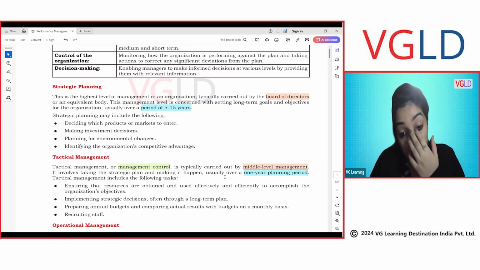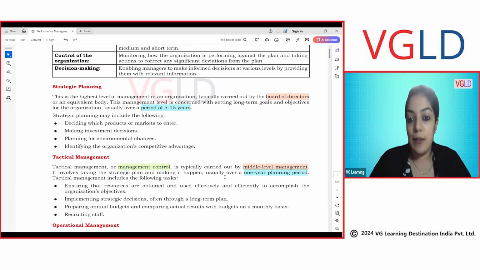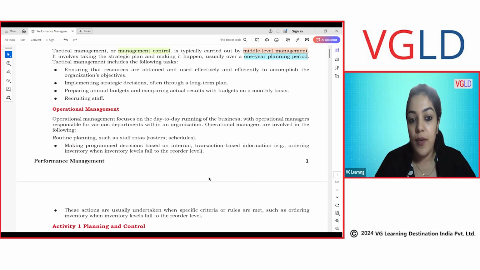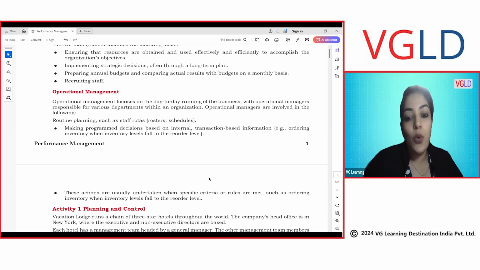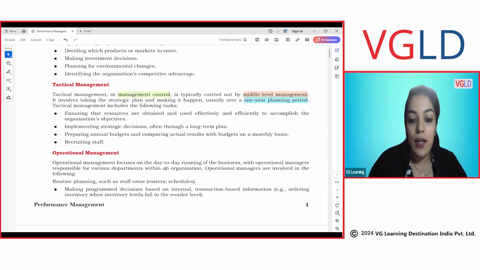Then next is implementing strategic decisions, often through a long-term plan. So you implement the decisions which are being made by the senior management, often through a long-term plan. Then preparing annual budgets and comparing actual results with budgets on a monthly basis. And recruiting staff. So wherever you need people, you hire those people, and that's the role of middle level management. And third is operational management. So operational management focuses on the day-to-day running of the business. So I hope you understand here it is day-to-day running.